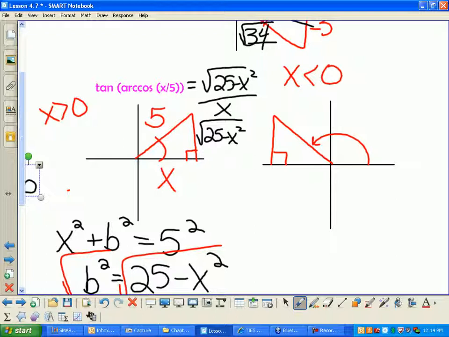And let's see what happens in this situation. If I set up my triangle, cosine is adjacent over hypotenuse. If x already is negative, that's what that would look like. My third side would still be this. So therefore, tangent is still opposite over adjacent, so I get the same answer either way. Regardless of the two scenarios, you get the same answer either way.